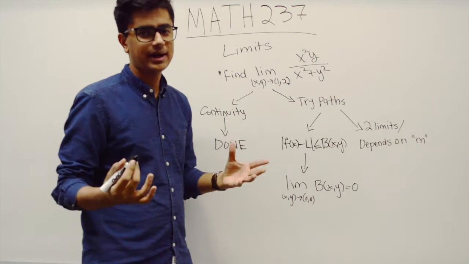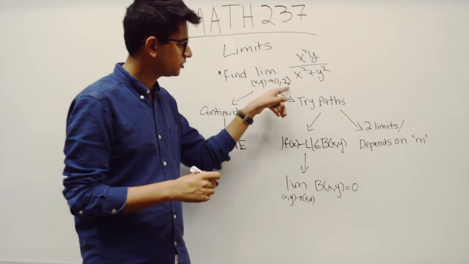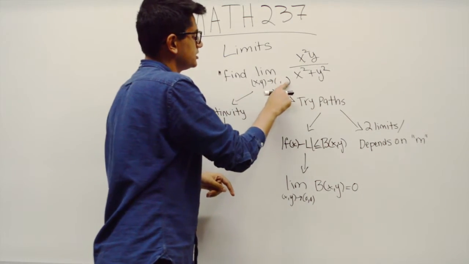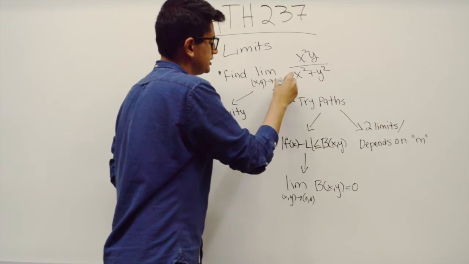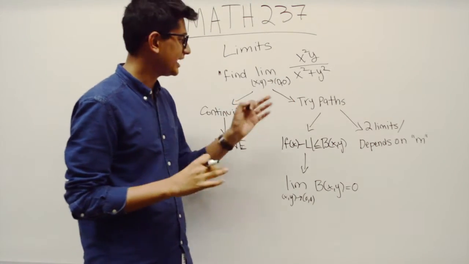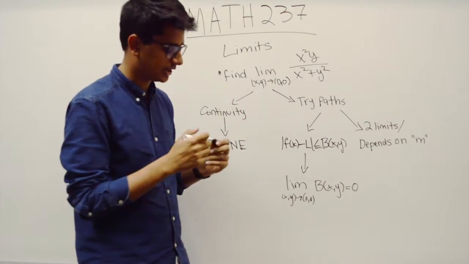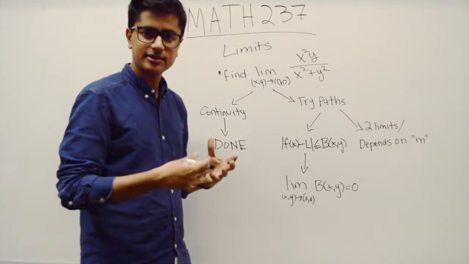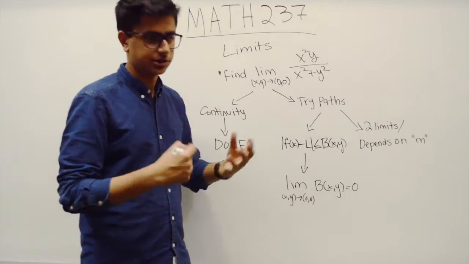And there are different other paths you have to choose. Just make sure that the point you're approaching, let's say it's (0, 0), is actually on the path that you're trying to check. So you try different paths and you keep trying it to see what limit you get.